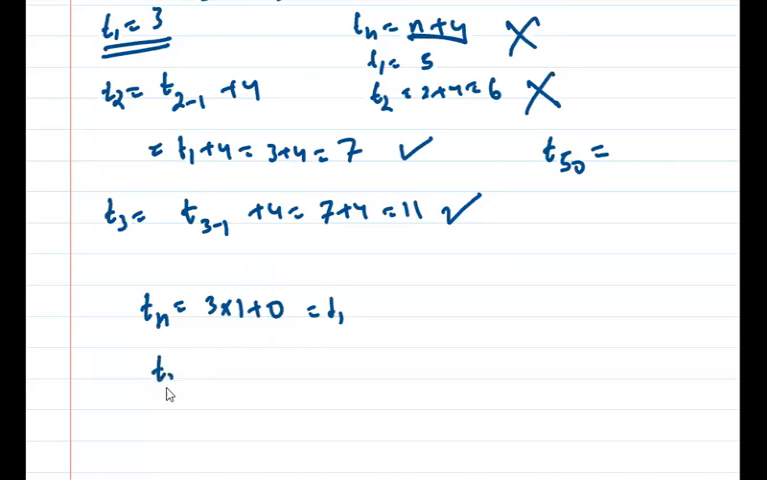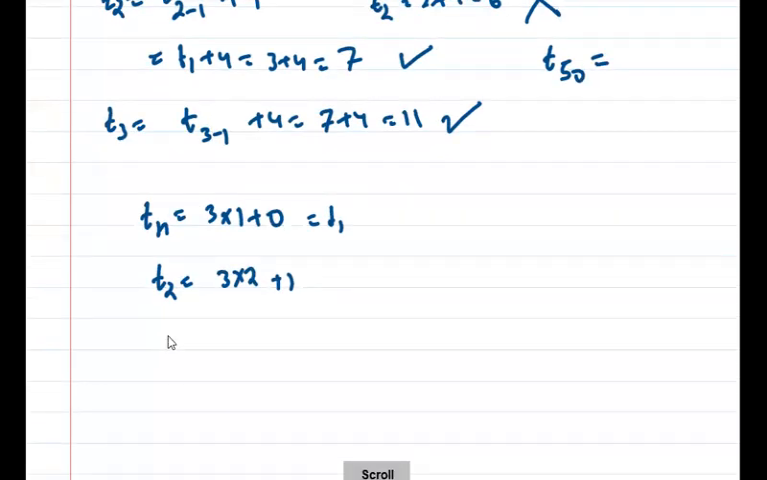What about T2? Tell me. Don't you think it is 3 into 2 plus 1? Yes or no? What about T3? Tell me. What about T3? 3 into 3 plus 1. Sorry, plus 2. 3 into 3 plus 2. What about T4? 3 into 4 plus 3. Yes or no? Tell me yes or no.